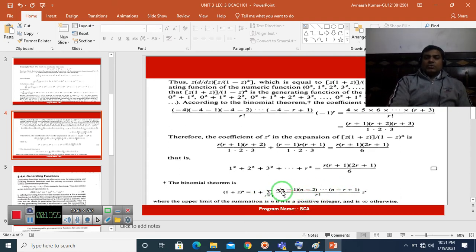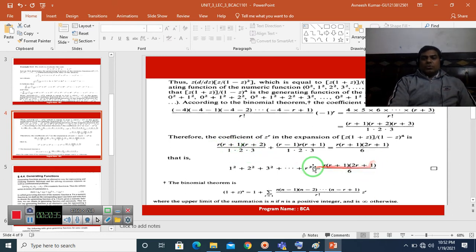n minus 1, n minus 2, just put n equal to minus 4. So minus 4 minus 1, minus 4 minus 2, minus 4 plus r minus 1. So it becomes like this: minus 4, minus 4 minus 1, minus 4 minus 2, minus 4 minus r plus 1, divided by r factorial, into z to the power r. So if you solve minus 3 minus 4 plus 1, it becomes r minus 3, because it is an even number, so all the terms should be positive. So it becomes like this: r plus 1, r plus 2, divided by 6.